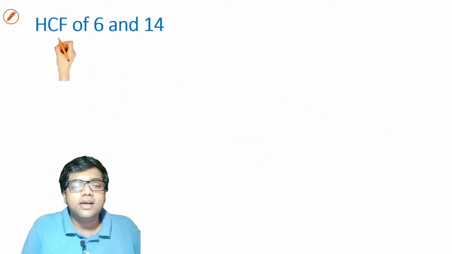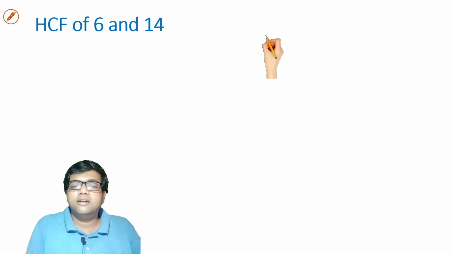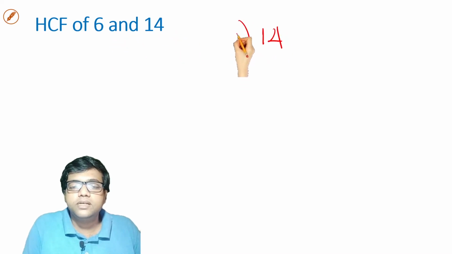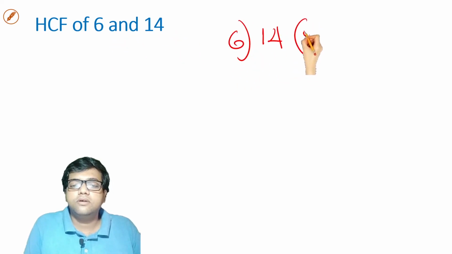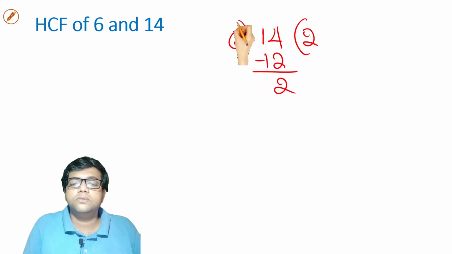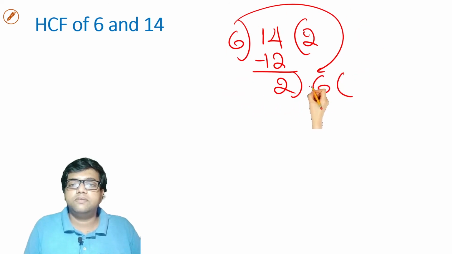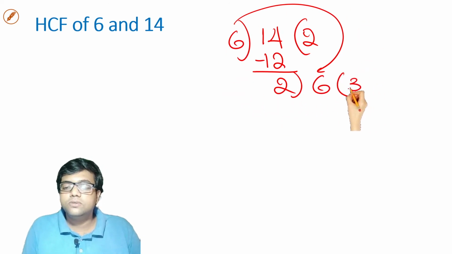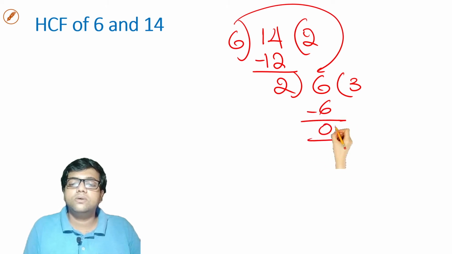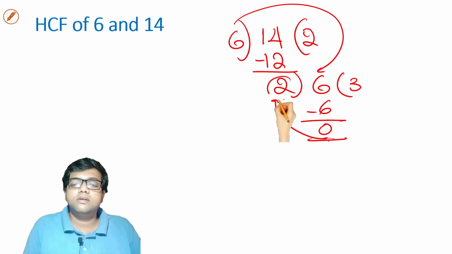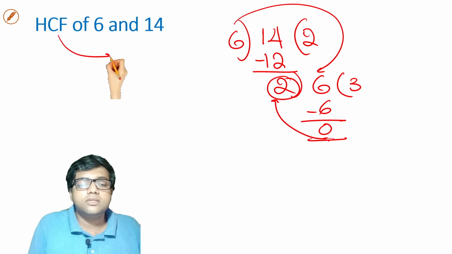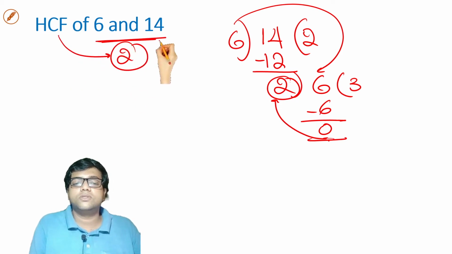Let's move ahead. Highest common factor of 6 and 14. This is also very easy. 14 is going to be divided by 6. 6 twos are 12. You get the remainder 2. Now this 6 becomes the dividend. The divisor becomes the dividend, and the remainder becomes the divisor. 2 threes are 6. You got the remainder 0 here. So the immediate next divisor is 2. Therefore, the highest common factor is going to be 2 for these two numbers.